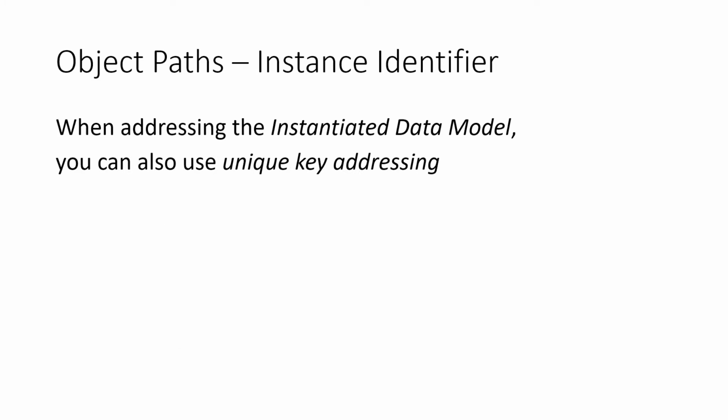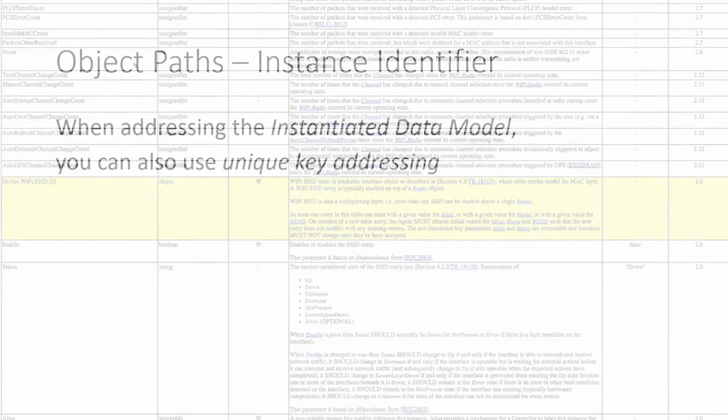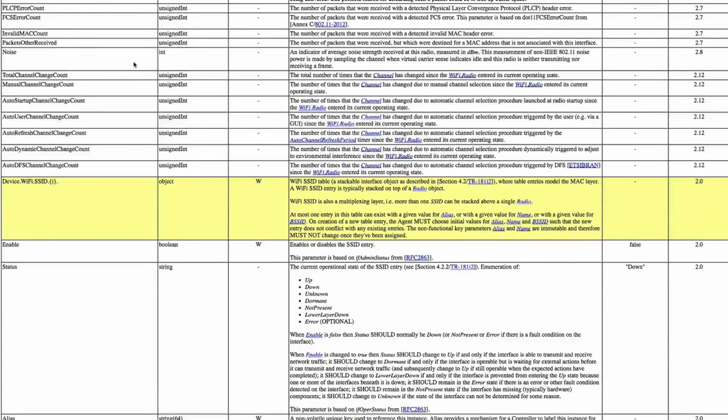The second method is to address an object by its unique key. Multi-instance objects are much like tables in a database. Each object defines a set of parameters that constitute its unique key. That is, no two objects can exist with the same values for that set of parameters. These are outlined in the description of each object.